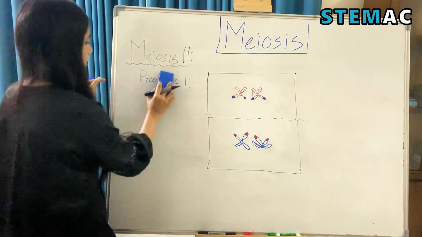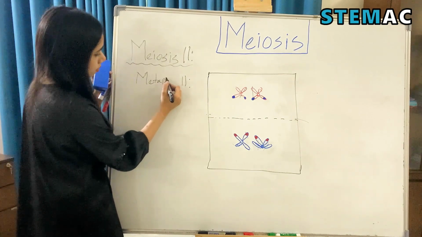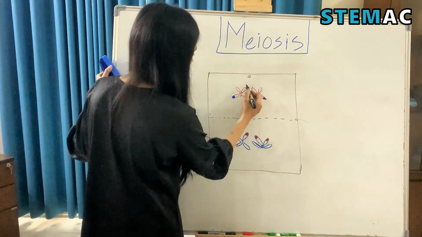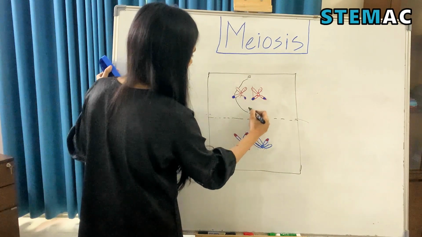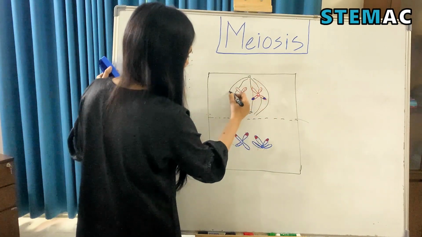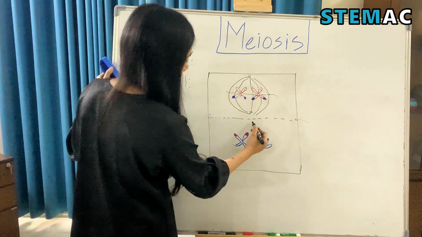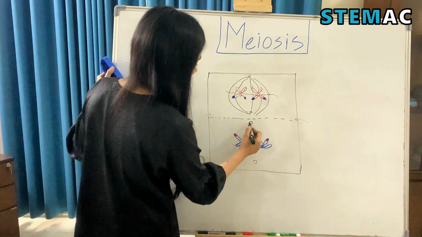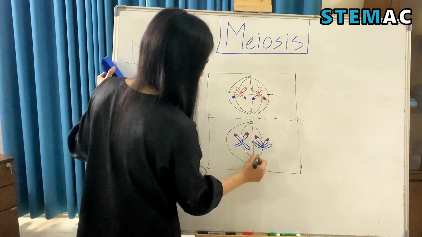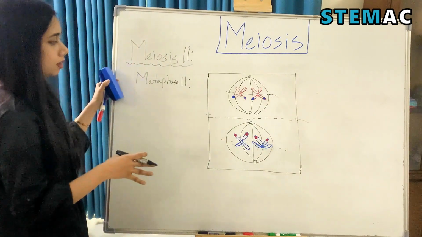And in metaphase 2, the spindle apparatus will be formed, and the chromosomes will position themselves at the center of the spindle apparatus. So this is metaphase 2.